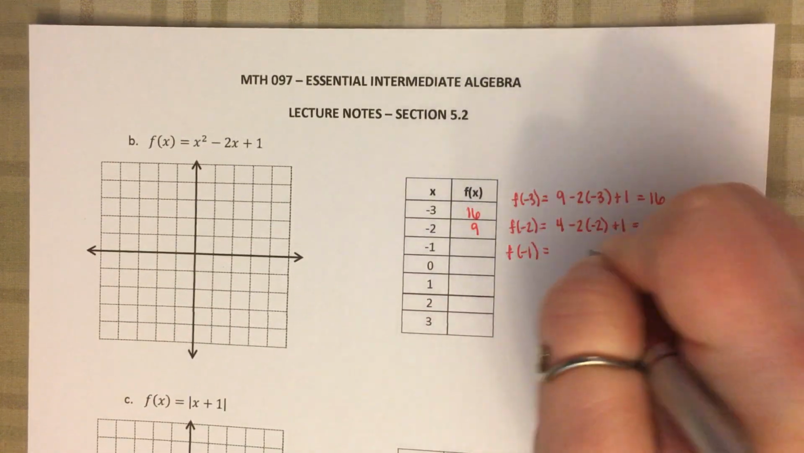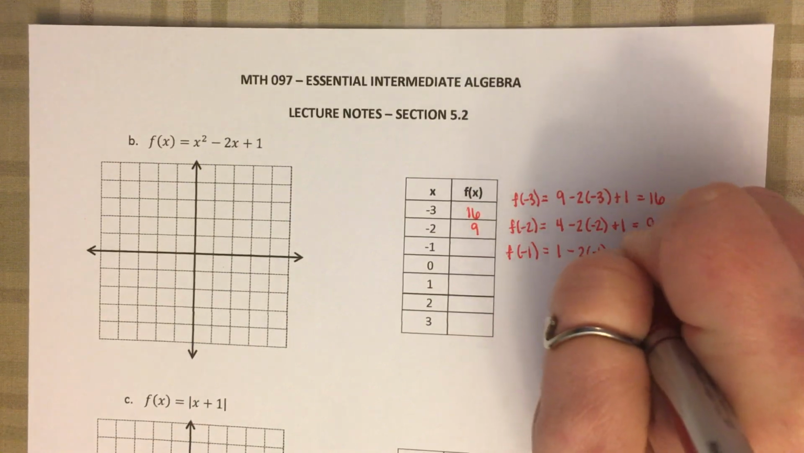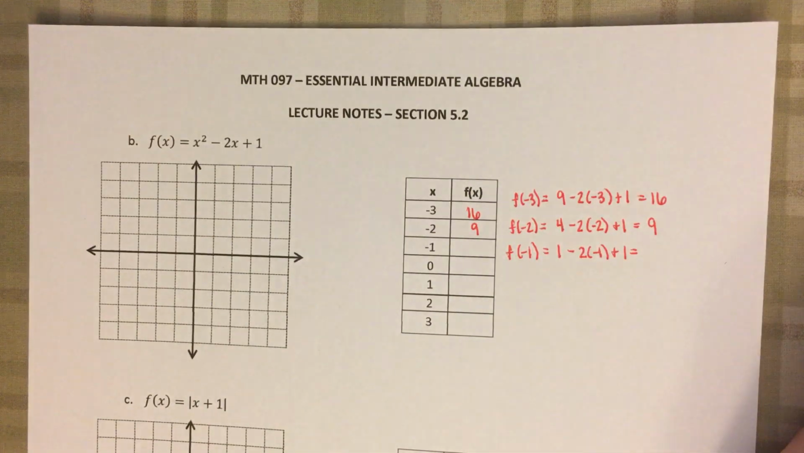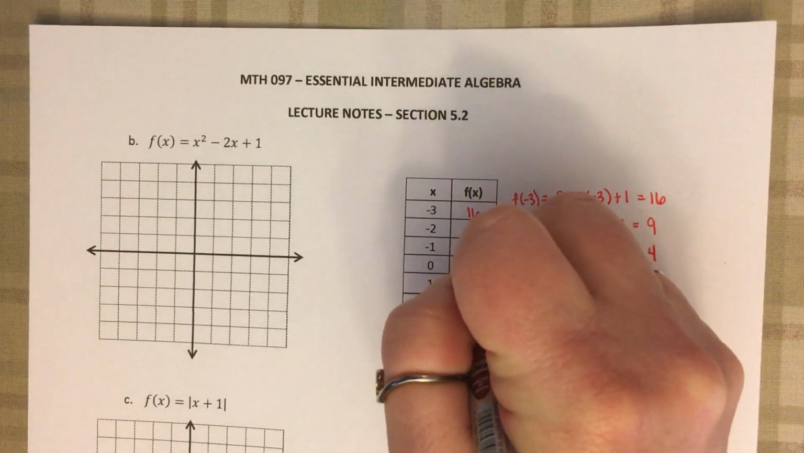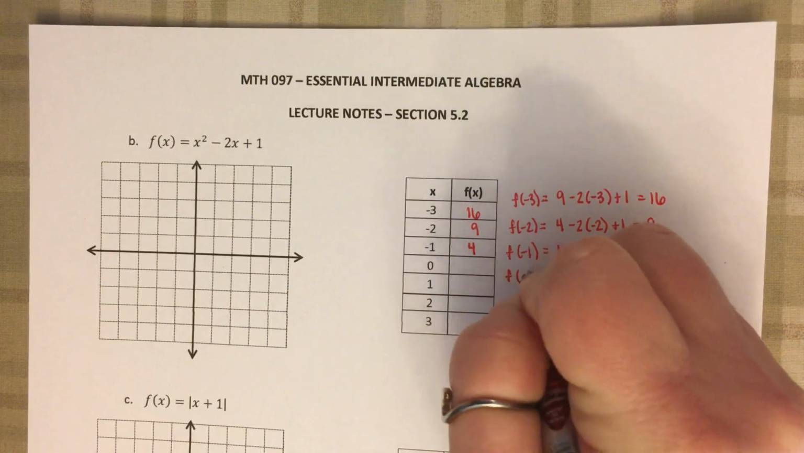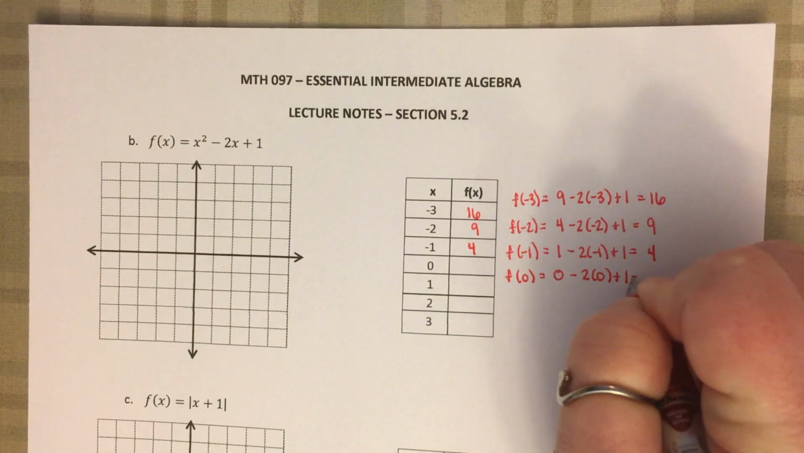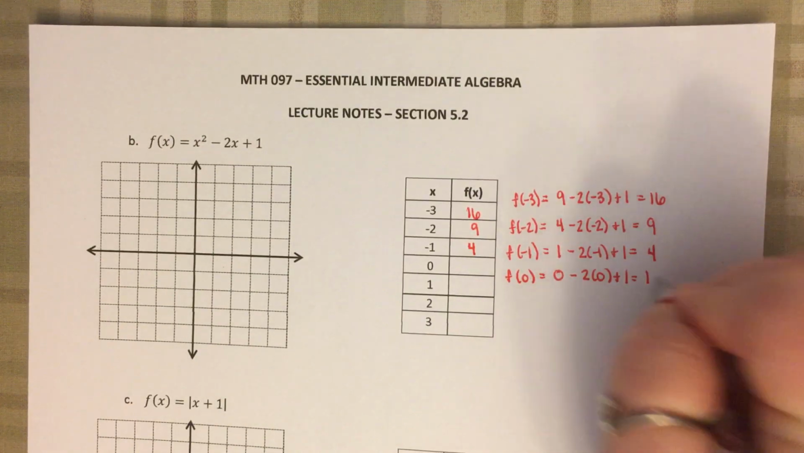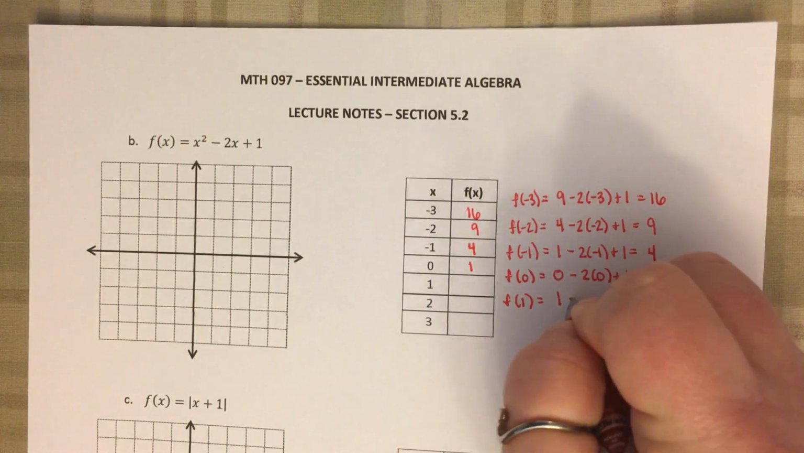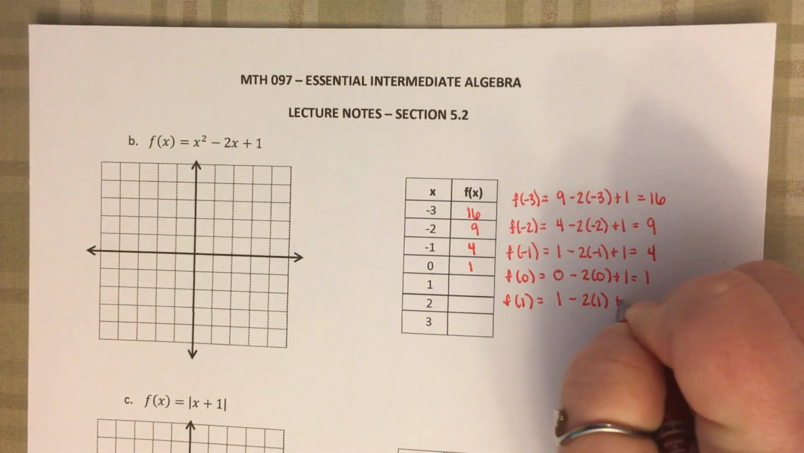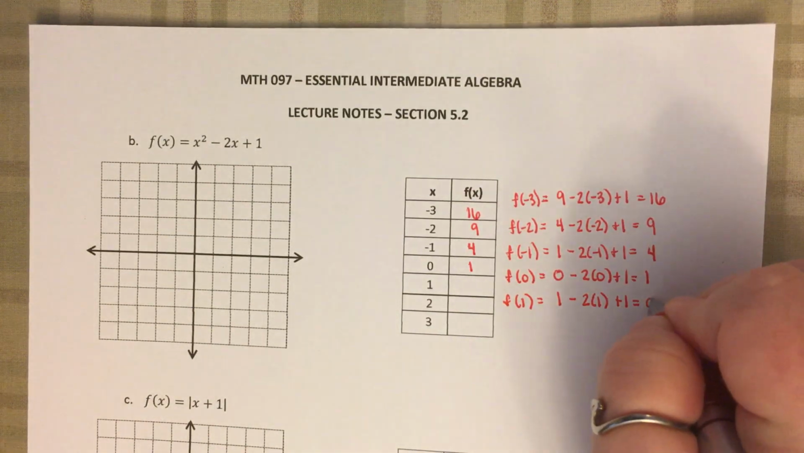F of -1. -1 squared is 1, minus 2 times -1 plus 1. 2 times -1 is positive 2, so 1 plus 2 plus 1 gives us 4. F of 0. 0 squared minus 2 times 0 plus 1 is 1. F of 1. 1 squared minus 2 times 1 plus 1. So 1 minus 2 plus 1 gives us 0.